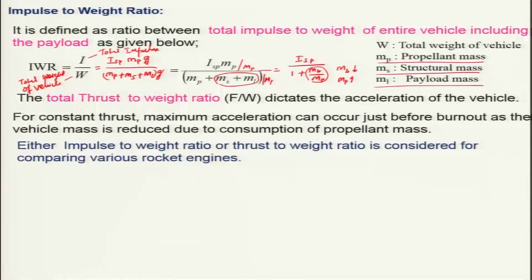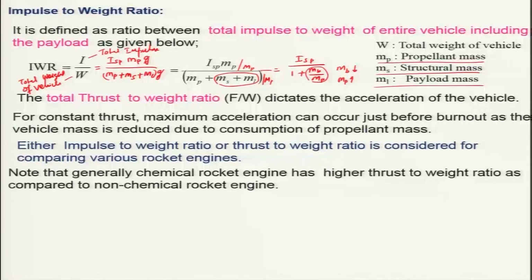So, either the impulse to weight ratio or thrust to weight ratio is considered for comparing various rocket engines, so that we can say which design is better, and how we can select a certain engine for a certain application, particularly for higher accelerating vehicles like missiles and other things. We need to choose the higher thrust to weight ratio engine. And note that generally chemical rocket engines have a higher thrust to weight ratio as compared to non-chemical rocket engines, and some of the data I will be discussing toward the end of this lecture, and we can see that.